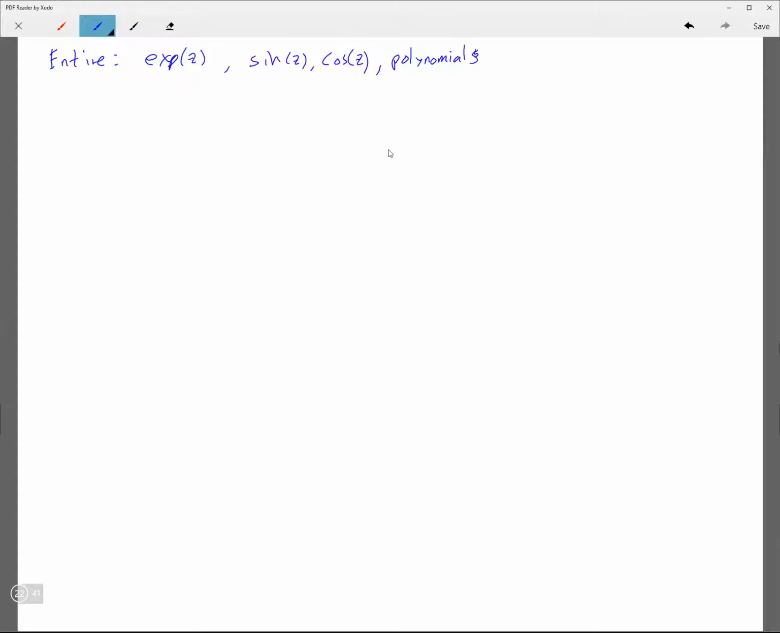Okay, so if you integrate any of those along a simple closed curve, you're going to get 0. If gamma is closed, your integral is going to be 0.